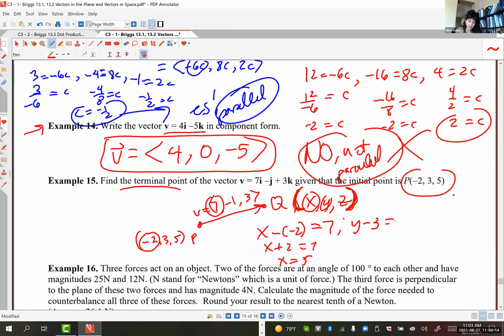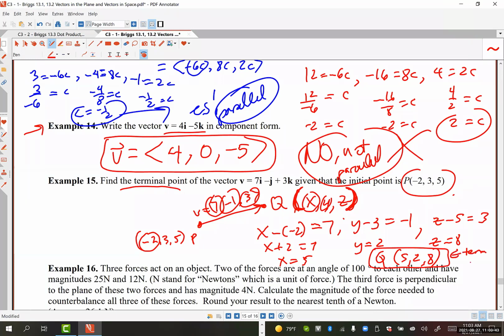Y minus 3 had better be equal to the vector's Y component of -1. And when you add 3 to both sides, you get 2. And then do Z minus 5 has to equal the Z component for the vector, add 5 to both sides, and then your final answer, when you put it into a point format, this is your Q, this is your terminal point. On an exam, do we have to show that, or can we just add 7 to -2, -1 to 3, and then 3 to 5? I want you to show the intermediate steps. Okay. Please.